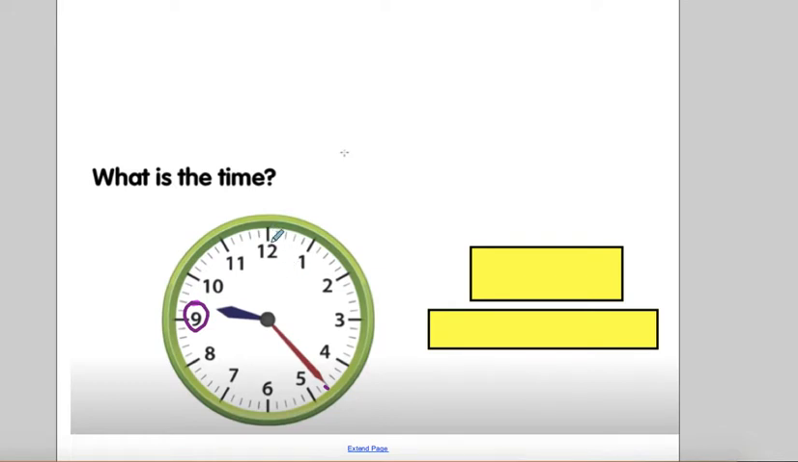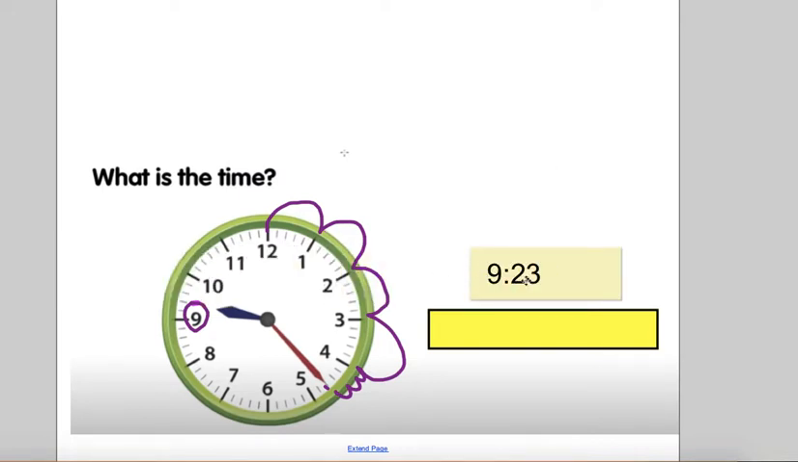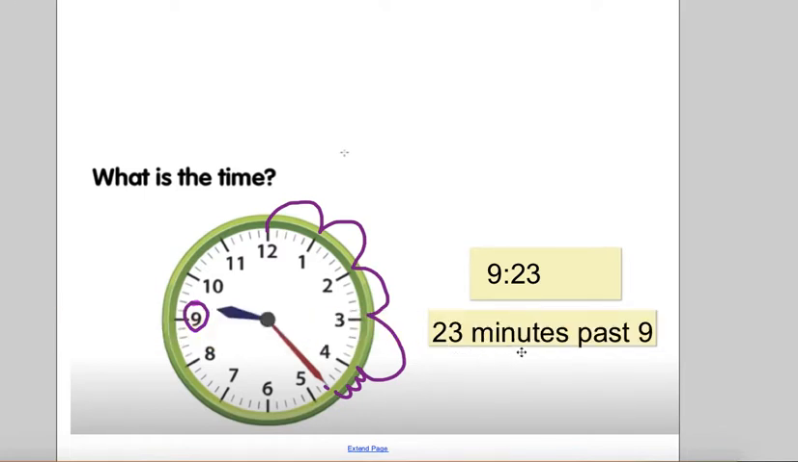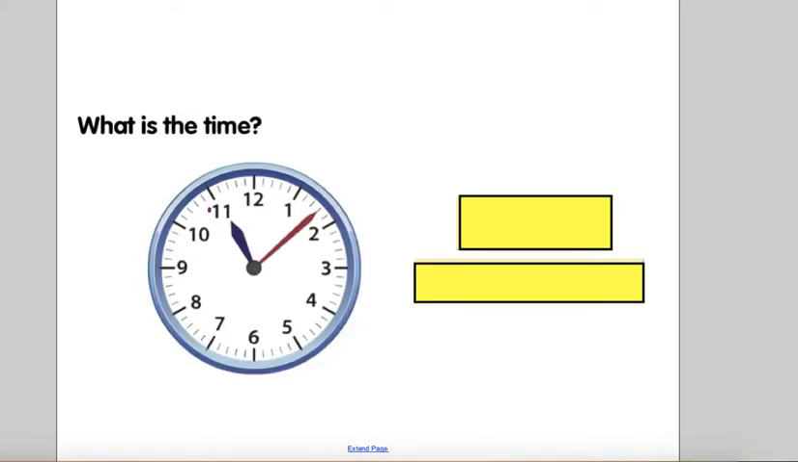So you're going to start at 12 for 0 and then jump. So this is 5, 10, 15, 20. Okay, so when we get to 20, 21, 22, 23. So our time is 9:23. Another way we can say that is 23 minutes past 9. Okay, let's look at another one together.